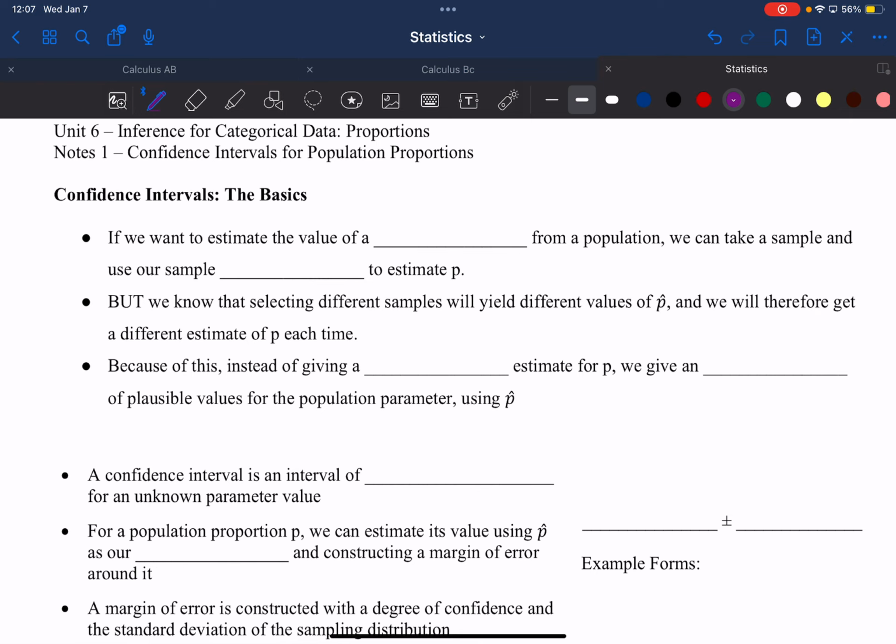If we want to estimate the value of a parameter, which we know is P, from a population, we can take a sample and use our sample statistic, which is P hat, to estimate P. So if we think back to the simulation, P, the parameter, was 0.7, the actual value of check marks. Our statistic P hat is what your class got after doing the simulation, which was about 0.65.